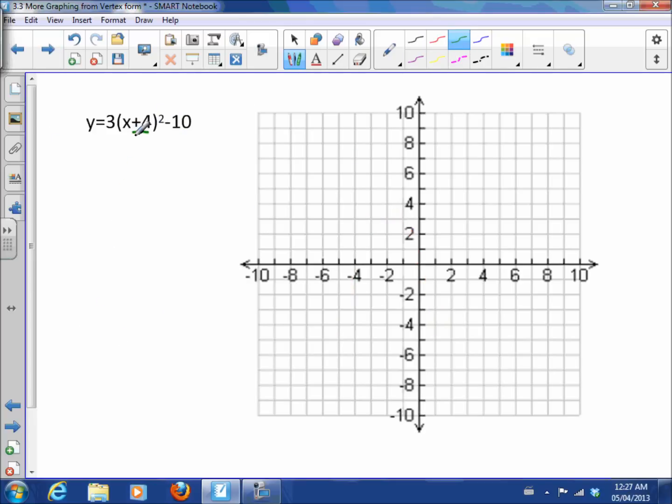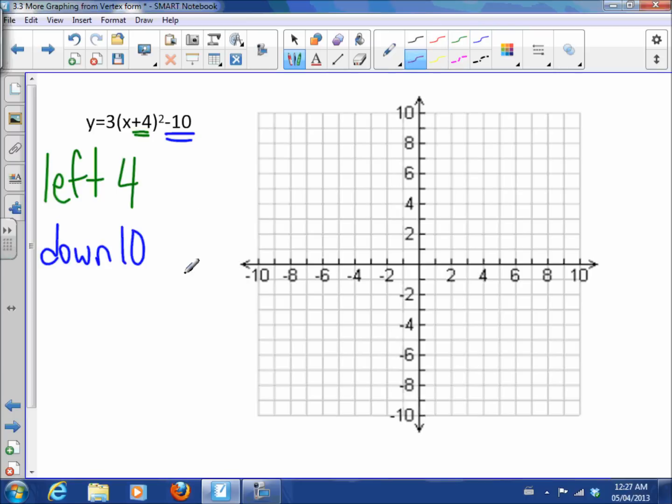Okay? So let's try another one. Here, we'll look at the vertex first. So that plus 4 makes everything move to the left 4. The minus 10 makes everything move down 10. That gives us a vertex at negative 4, negative 10. So negative 4, negative 10.